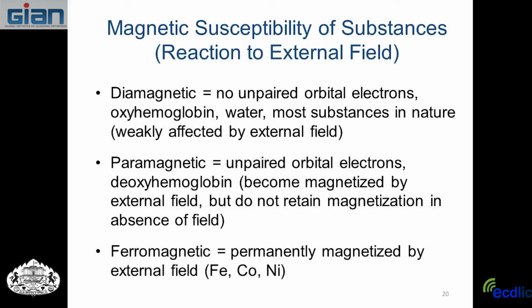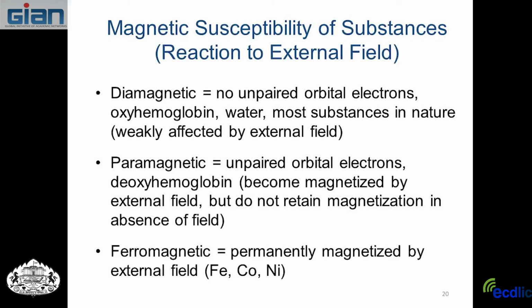So we're going to talk a little bit about the magnetic susceptibility of different substances. There are three different properties in terms of magnetics that a substance can have. It can be diamagnetic, which means it has no unpaired orbital electrons. So oxyhemoglobin, water, and most substances in nature are diamagnetic, and they're weakly affected by an external field.